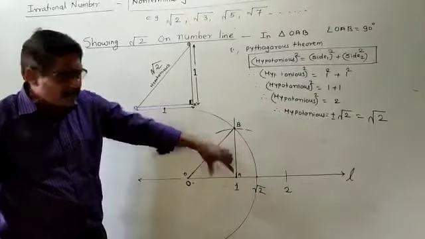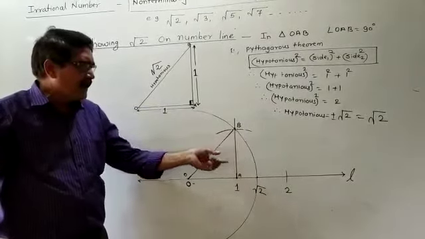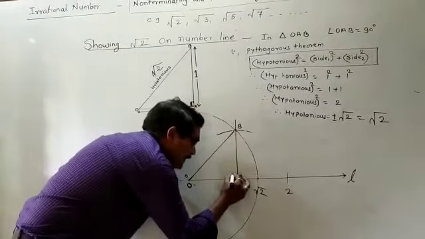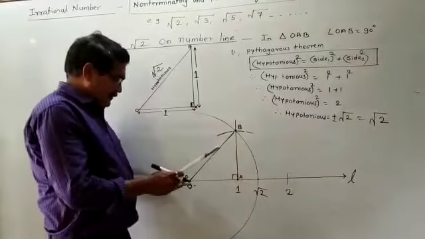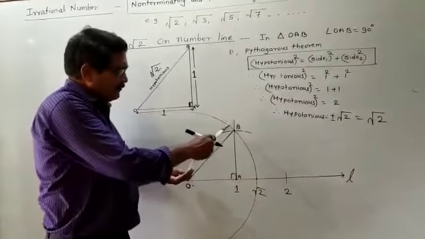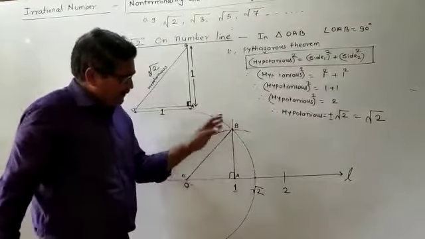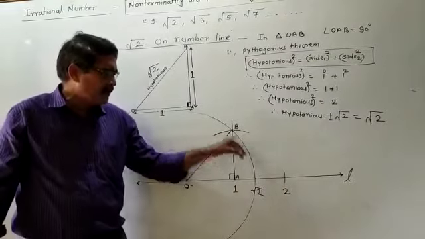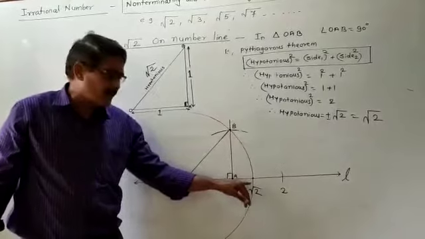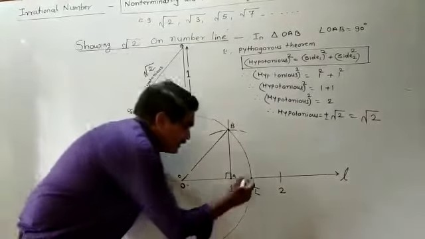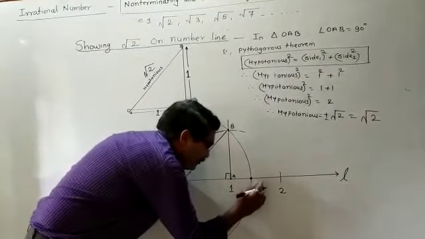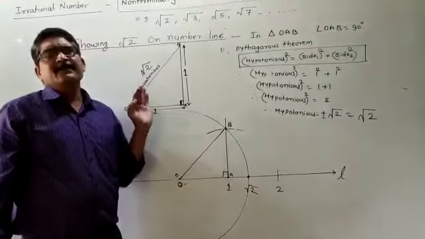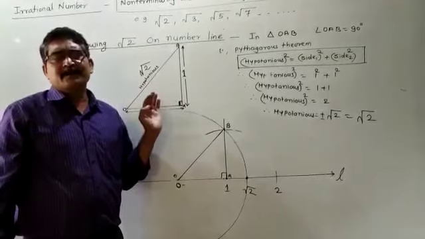Whatever you will take the certain distance, same distance you have to take, and you have to draw the right angle triangle. And after drawing the right angle triangle, you have to keep the pointer on O, and you have to make the arc like this. Whatever be the point of the intersection of this arc to this line is called as the square root of 2. This point is called as the square root of 2, and this will represent the square root of 2 on the number line. In this way you have to show the square root of 2 on the number line.